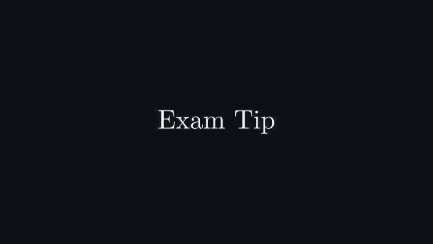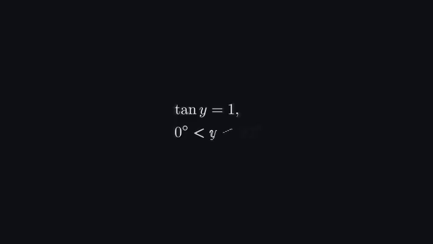Exam tip: if tan of y equals 1 and y is acute, then y equals 45 degrees. Also remember that sine of 45 degrees equals cosine of 45 degrees equals the square root of 2 over 2. This is very useful in questions without calculators. Tan of y equals 1. 0 degrees less than y less than 90 degrees.